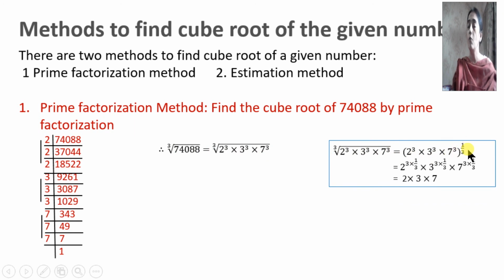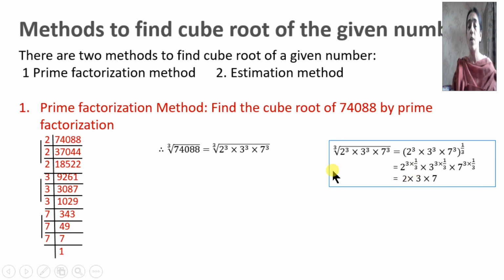Now you have learnt in 7th standard that whenever we open the bracket and there is a power outside, this power is multiplied with the power of each number. That means 2 raised to 3 into 1 upon 3, 3 raised to 3 into 1 upon 3, 7 raised to 3 into 1 upon 3. This 3 and 3 will get cancelled, each of them. What you get? 2 into 3 into 7.